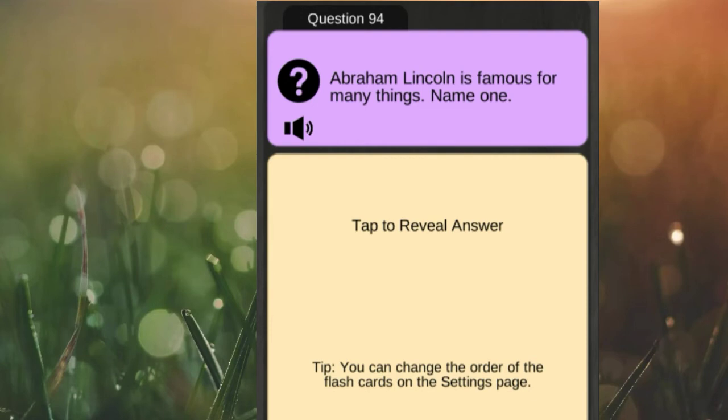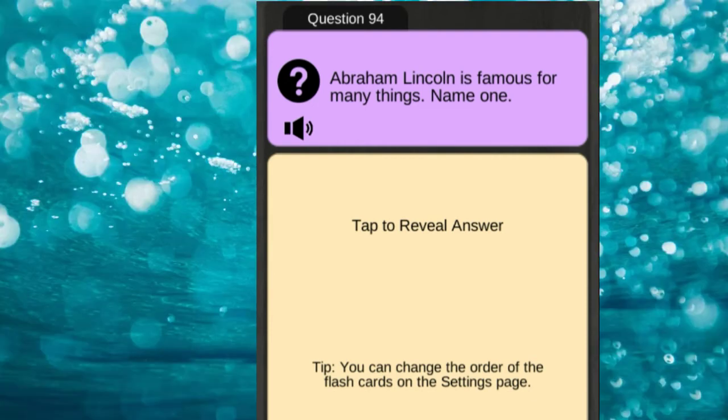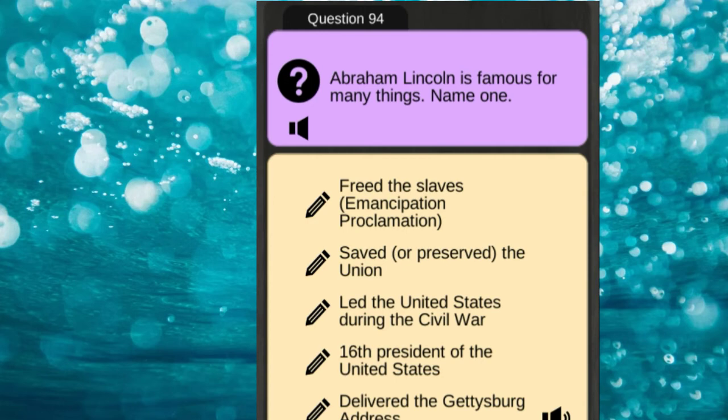Abraham Lincoln is famous for many things. Name one. Freed the slaves, Emancipation Proclamation. Saved or preserved the Union. Led the United States during the Civil War. 16th President of the United States. Delivered the Gettysburg Address.